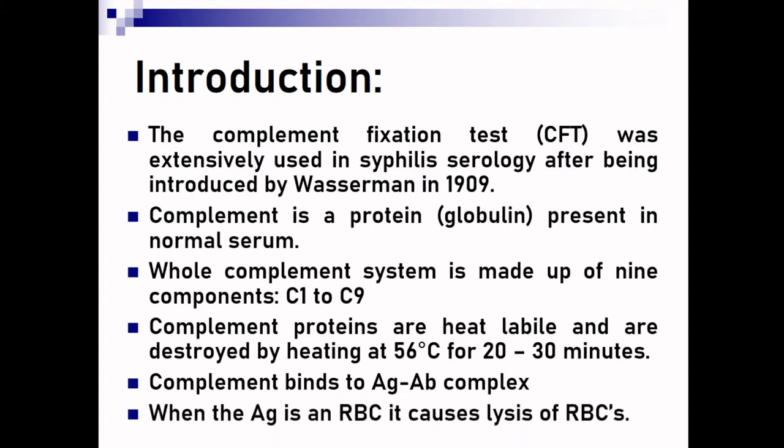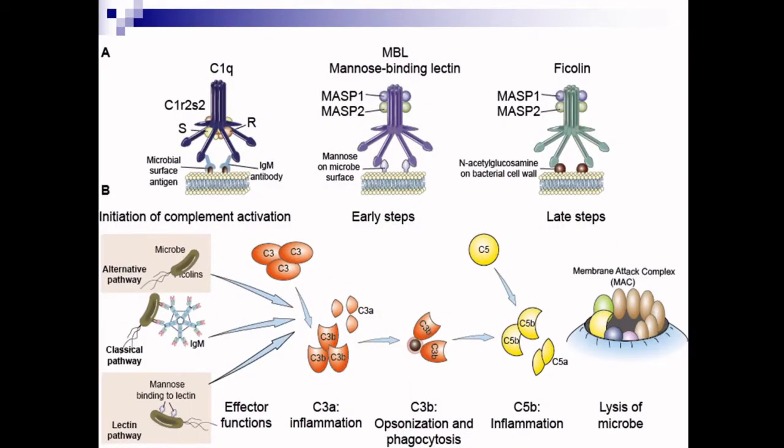And last but not the least, if we change the pathogen with RBCs, ultimately it is going to lyse the RBC. So this helps in visual detection and therefore it helps in forming the indicator system which we use in complement fixation test. So I hope you have got an idea what complement proteins are, how many there are, and what exactly they do.